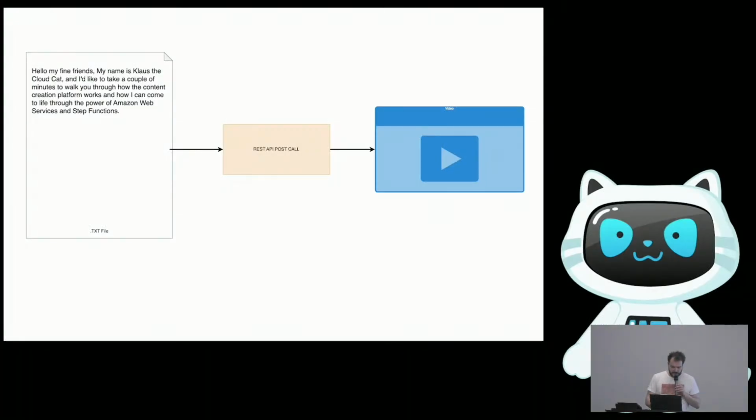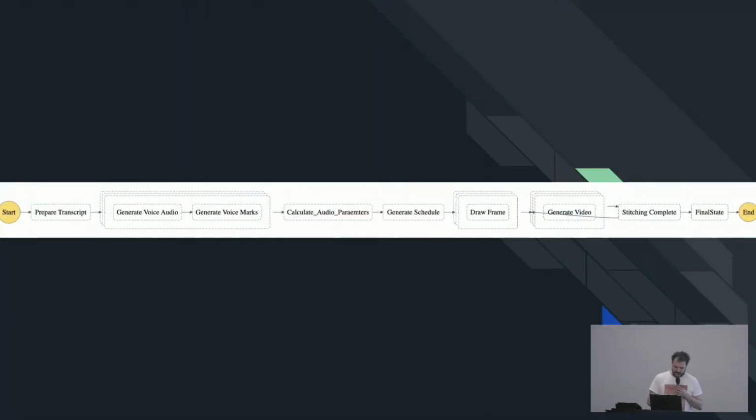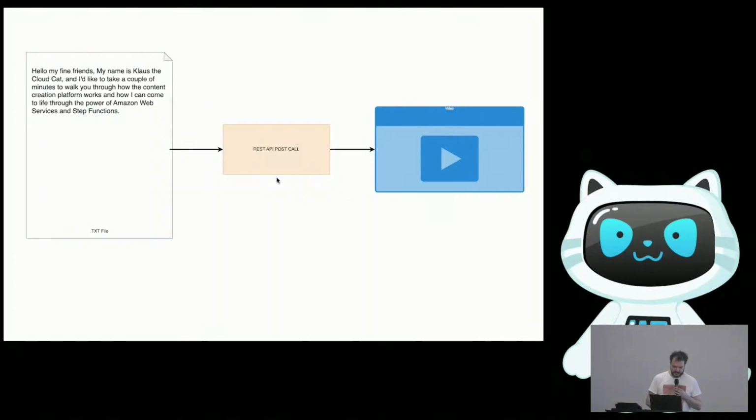Now, the problem here is Klaus. Well, it's a serverless application that allows a user to provide a piece of text, say a script for a YouTube video, and submit that in an API gateway. The application will then automatically generate the video, including all the required animations, and upload the finished product.